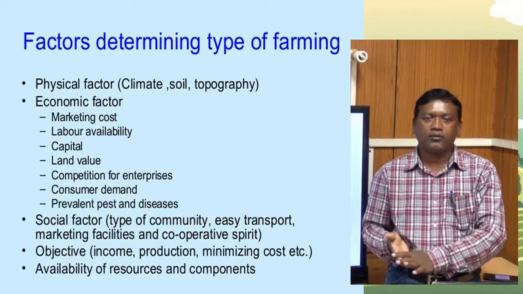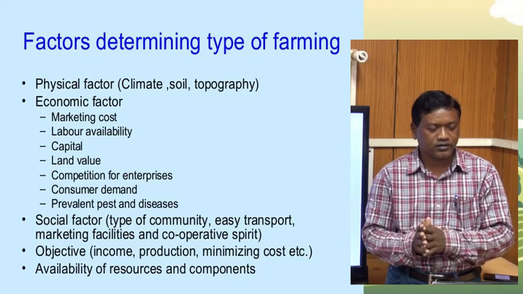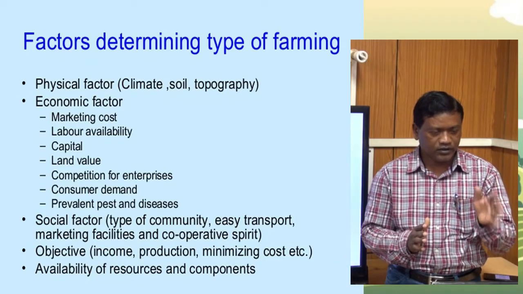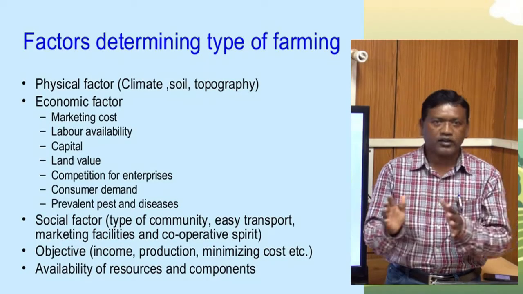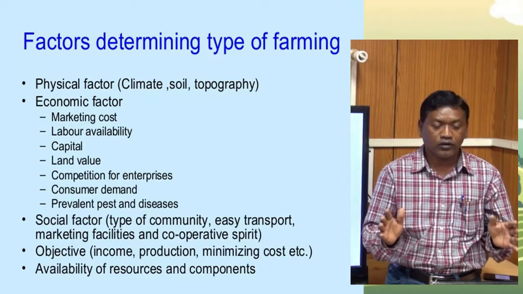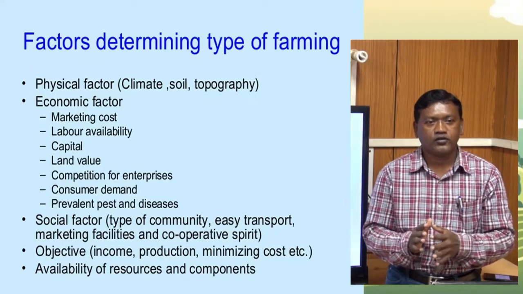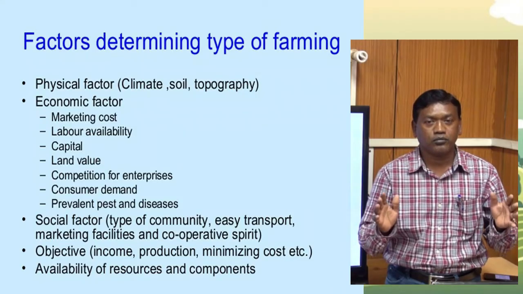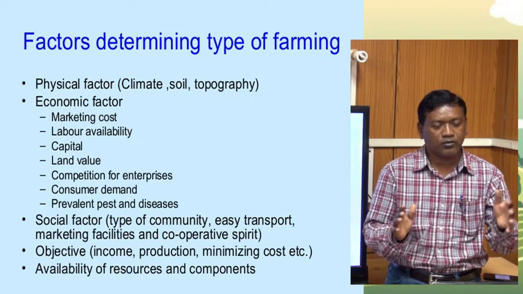The factors that determine the type of farming systems. If you are planning a farming system, there are many factors for determining it. These are the physical factors: climate, soil, and topography. All types of crops cannot be grown in different types of climate, so climate is very important for growing crops. Next is soil. Soil is very important for growing crops, because the maximum yield mostly depends on soil, so you decide which type of soil should be there.